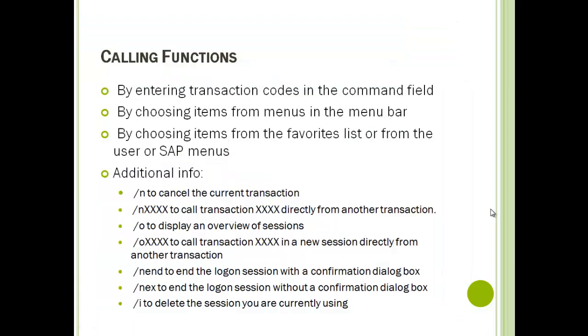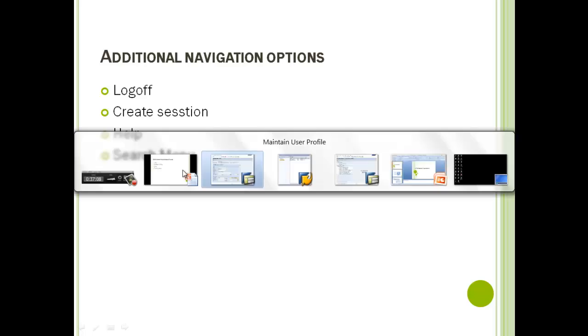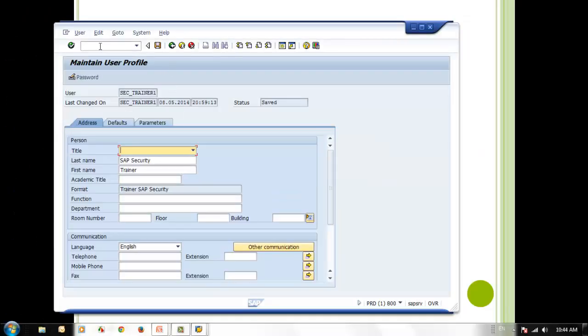Let's go back to our presentation. What do we have next? Additional navigation options. We have seen already how to log off from the menu as well as closing, and creating a session also we have seen. And next is the help and search menu. Let's go to our system. Creating a session is done by /o and the transaction code, or you can click here and say create session.